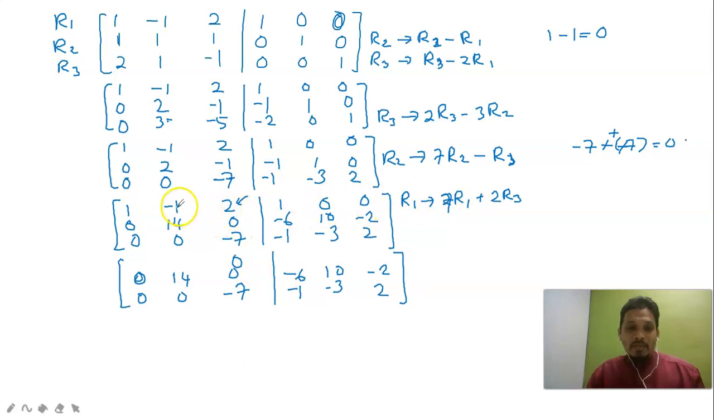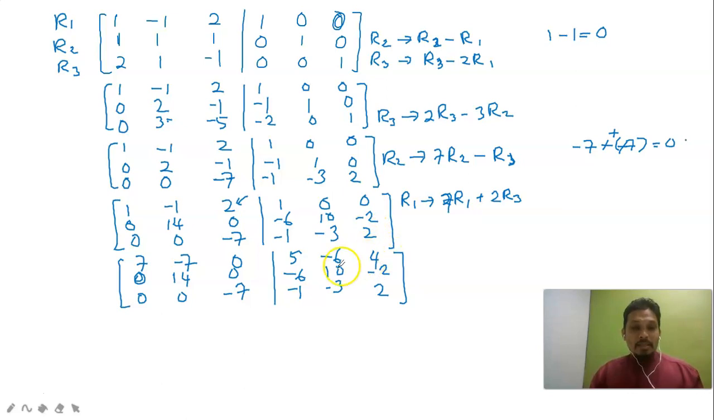7 times R1, 7 times negative 1 equals negative 7. Then 3 equals 0 here, so negative 7. Then 7 times 1 and a 0 here, so we got 7. Okay, so then 7 times 1 equals 7, and then 2 times negative 1 equals negative 2. So 7 minus 2 equals 5. 7 times 0, 2 times negative 3 equals negative 6. And then 7 times 0, 2 times 2 equals 4.